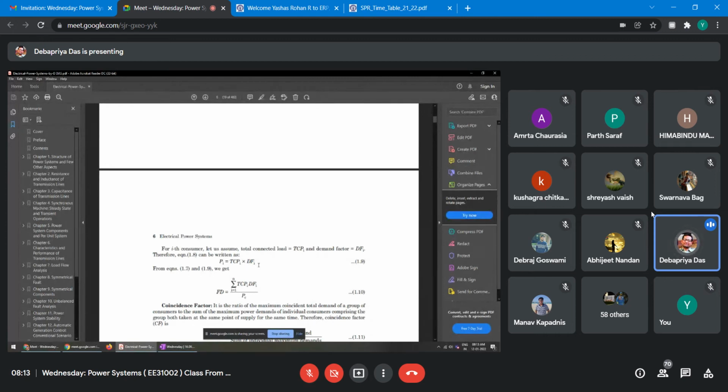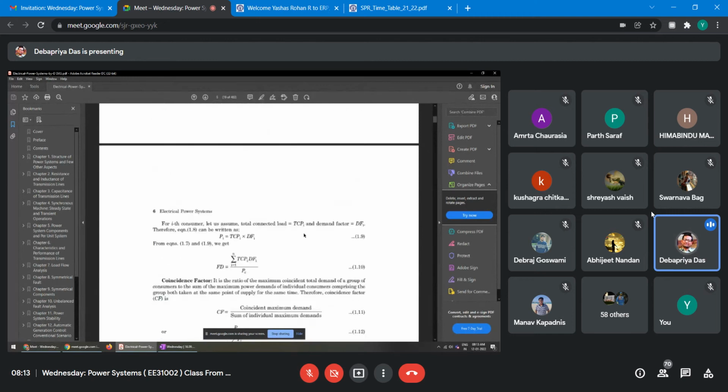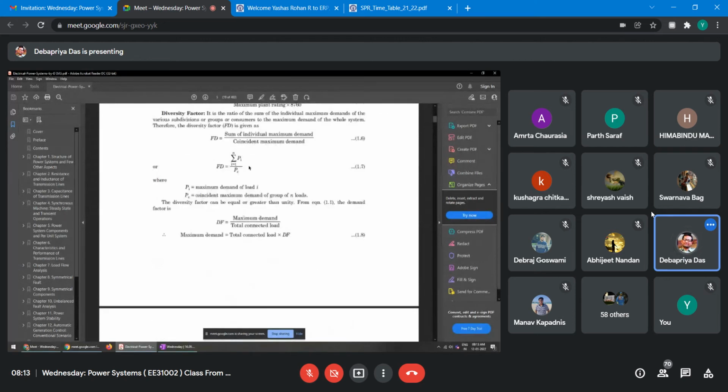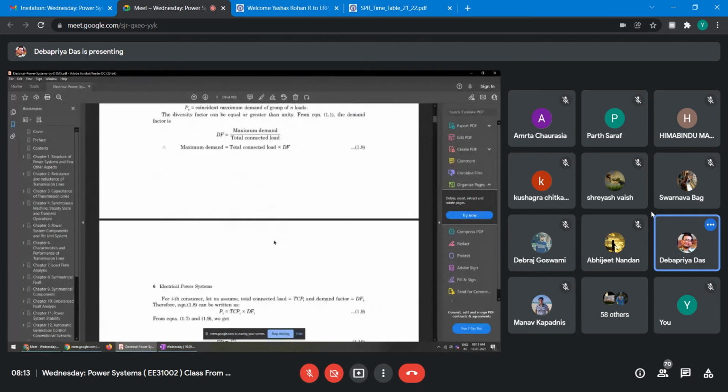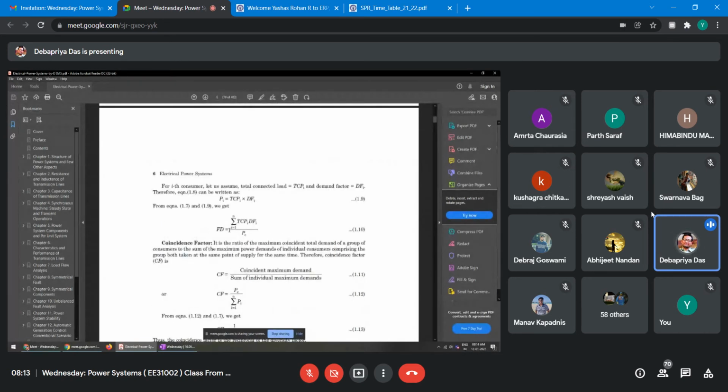Therefore, from equation 1.7 and 1.9, the diversity factor FD can be written as, because Pi is equal to TCPi into DFi, you substitute here. So FD is equal to sigma i equal to 1 to n of TCPi into DFi upon Pc, right? This way you define it. This is very simple actually, just a little bit of practice.